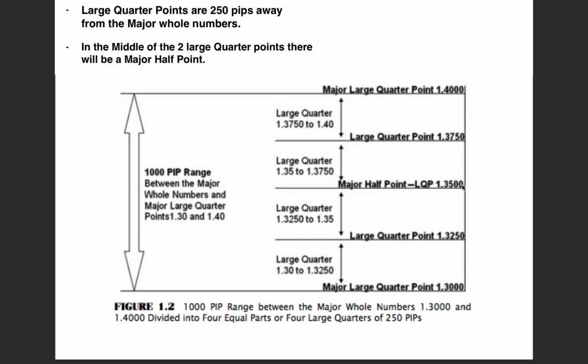So in the middle, there's a half point. In the middle of a major whole number, we have a half point. Now the market likes to work in these quarters. The market likes to work in these frames. And these types of numbers that have a wholeness to them can really serve as support and resistance when we look at it on the chart.